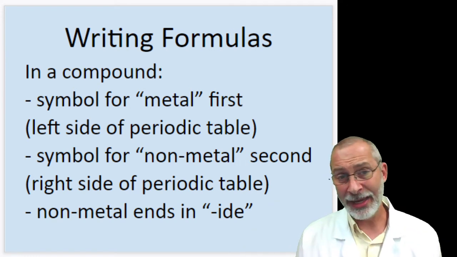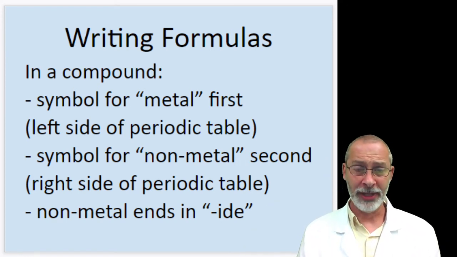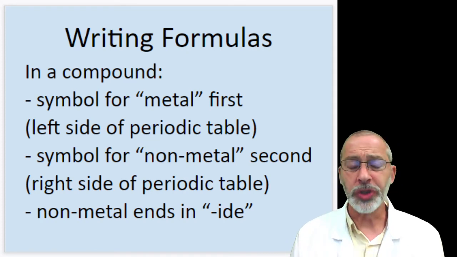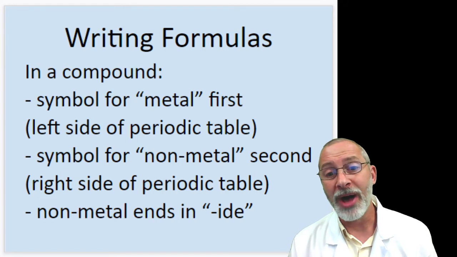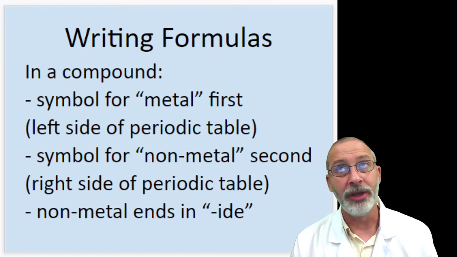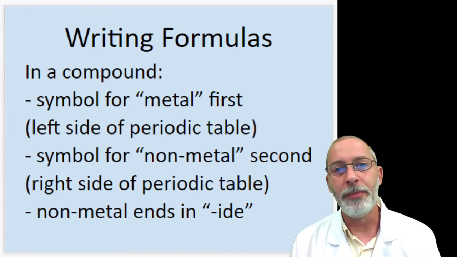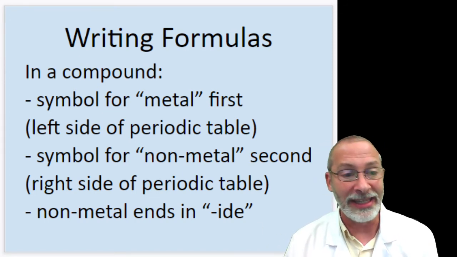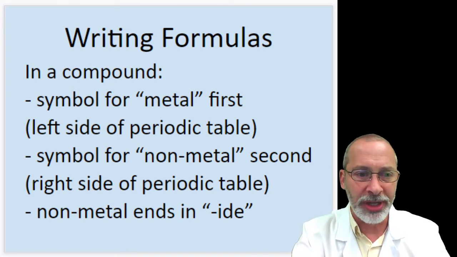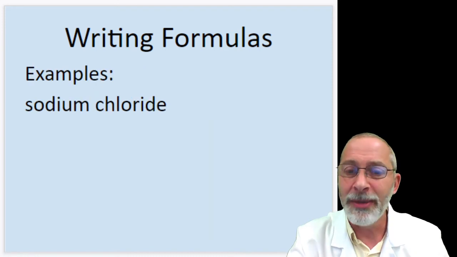So when we name a chemical compound and we're writing the formula, we usually start with the name of the nonmetal, followed by the name of the metal, followed by the name of the nonmetal, ending in IDE. Hopefully this will become clear to you as I give you an example.